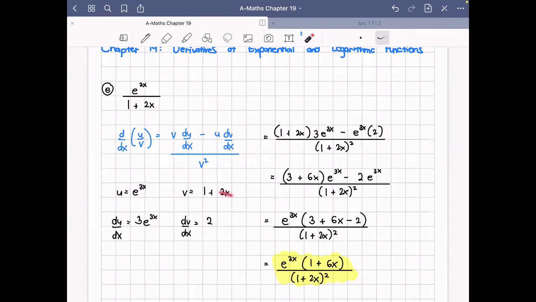And then plugging everything in our formula here. So v is 1 plus 2x. And then the derivative of u is 3 e raised to 3x minus what is u? U is e raised to 3x times the derivative of v, which is just 2. And then your v squared is 1 plus 2x squared. Now, some might ask, do I need to expand this? For this one, you don't have to expand this expression here. Just keep it as is.